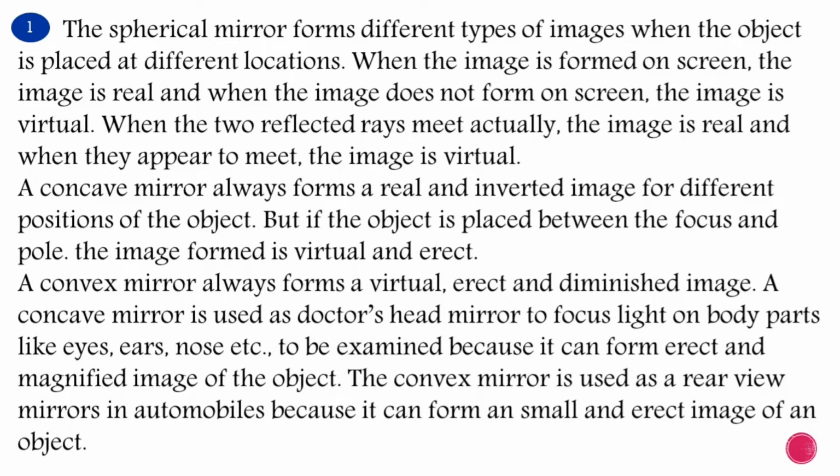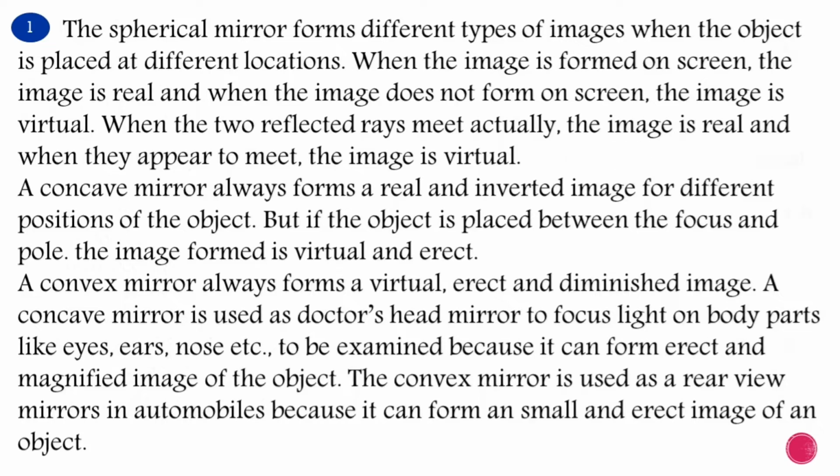A convex mirror always forms a virtual, erect and diminished image. A concave mirror is used as doctor's head mirror to focus light on body parts like eyes, ears, nose, etc. to be examined because it can form erect and magnified image of the object. The convex mirror is used as a rear view mirror in automobiles because it can form a small and erect image of an object.